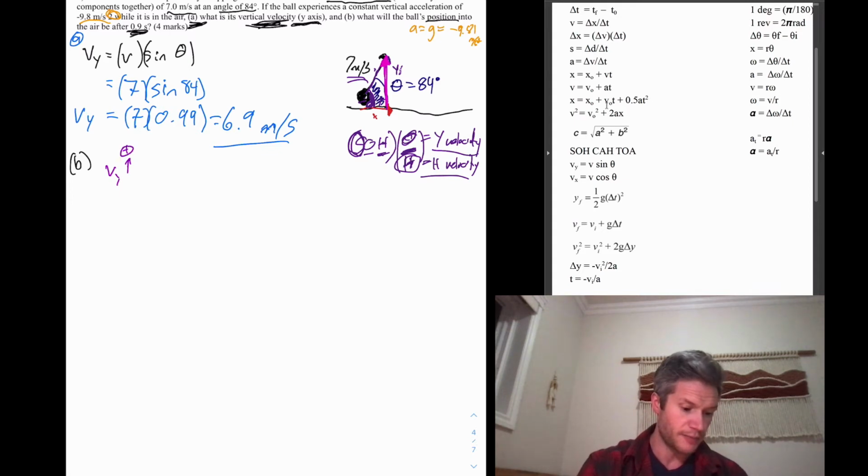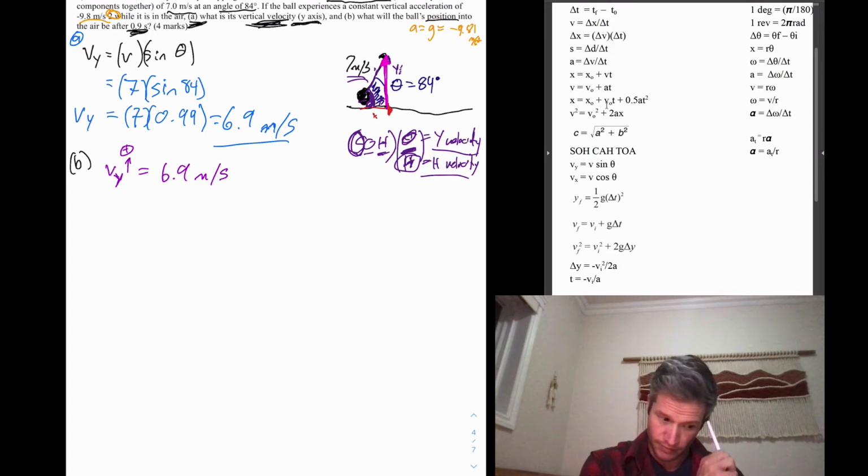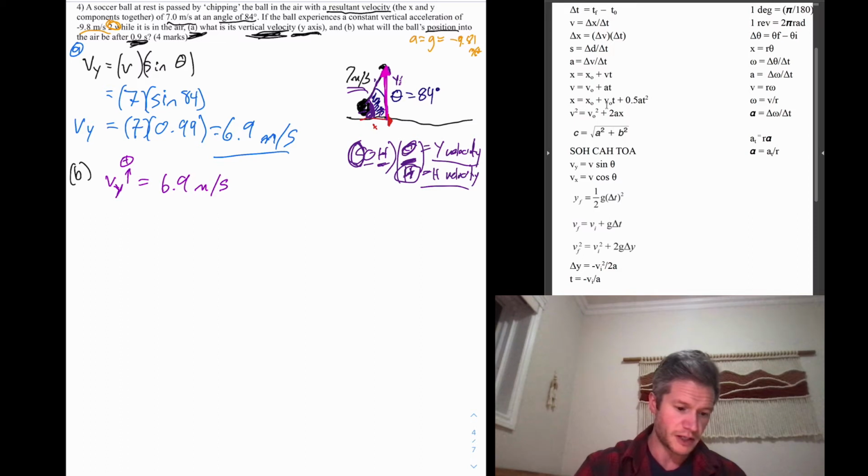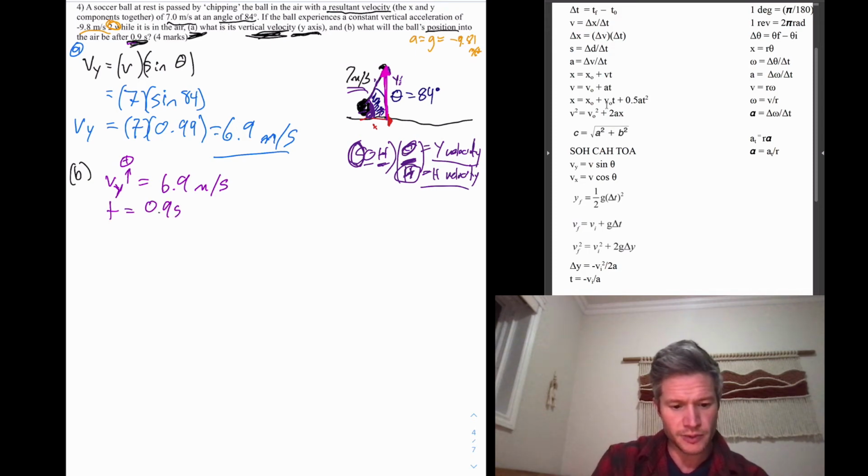As positive. Okay. And that equals 6.9 meters per second. Okay. So if it's 6.9 meters per second that we have on our velocity, our vertical velocity for this equation, what we can then look at is time. So time equals 0.9 seconds, which we're given. What else do we know? We know acceleration. So acceleration is equal to 9.8 meters per second squared.